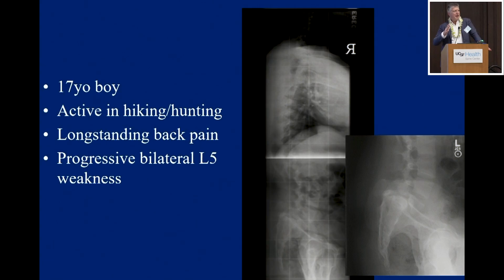So with that in mind, moving away from the adolescent with scoliosis, how about a 17-year-old boy? This boy is from up in rural Nevada. He's a big hunter. And he's 17 years old now. Long-standing back pain, but over the last year, he's developed progressive weakness to the point where he ties his hiking boots so tightly because he's got bilateral foot drops.